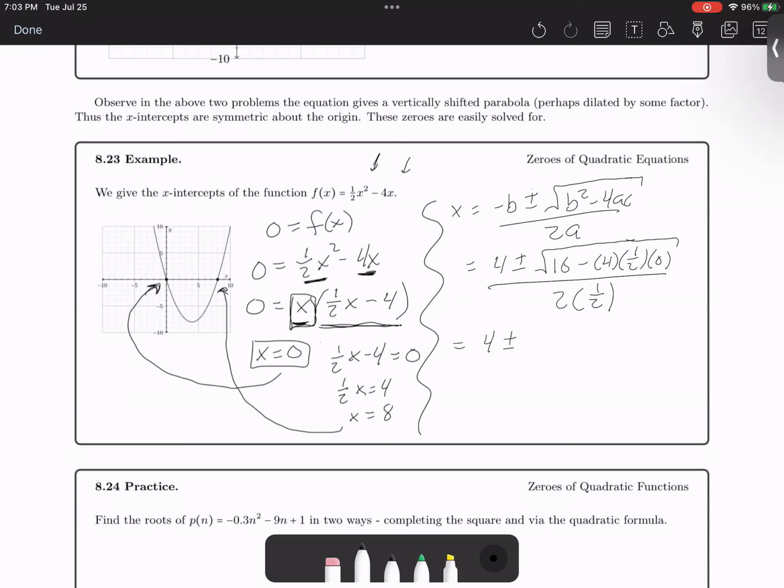So with some algebra, let's chase this down and see what x values we find. 16 minus 0 is 16, the square root of 16 is 4, and 2 times 1/2 is just a 1. So we really end up at 4 plus or minus 4, which is how we got 0, and it's how we got 8.